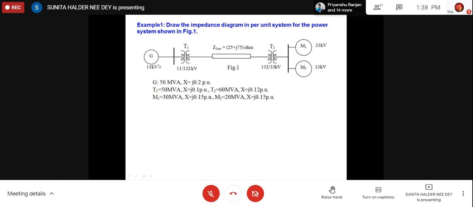If we want to draw, let us start from the generator and the transformer. Before that, we have to select one base MVA of the system. Here, the maximum MVA available is 50. Dividing by 50 is very easy. So you can take base MVA as 50, or you can take base MVA as 100, because division by 100 is also easier. At the same time, the maximum MVA available in the system, that is the rating of transformer T2, 60 MVA, you may also take as base. We have no problem with that. Whatever you feel comfortable with, you can take.